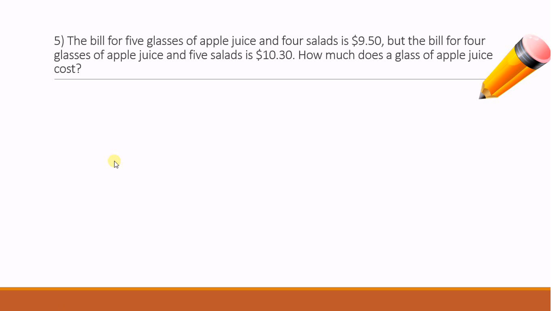Alright, so let's look at this problem. The bill for 5 glasses of apple juice and 4 salads is $9.50, but the bill for 4 glasses of apple juice and 5 salads is $10.30. How much does a glass of apple juice cost?